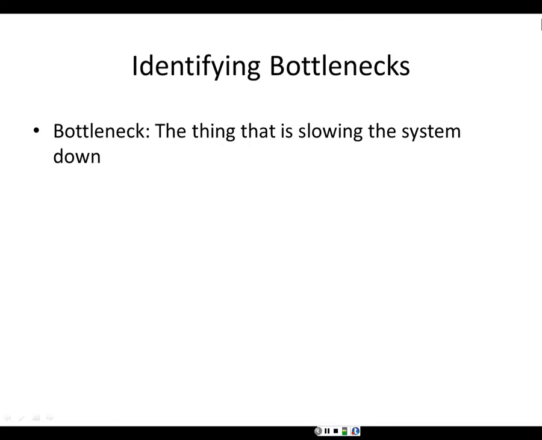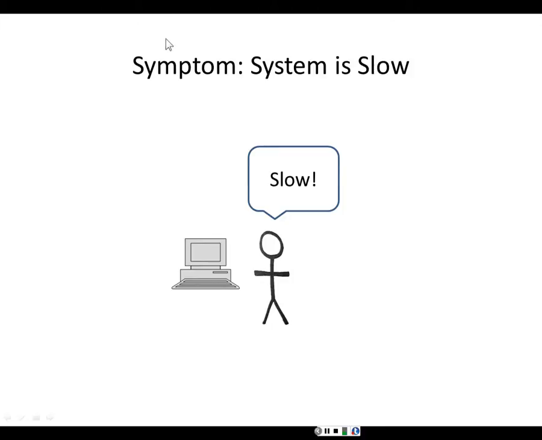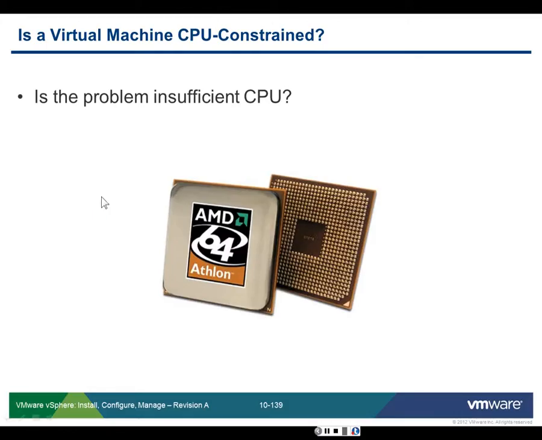Identifying bottlenecks. A bottleneck is the thing that is slowing the system down. So if the users say, this system is slow, what we have to do is identify whether or not the problem is the CPU, or whether or not the problem is insufficient RAM, or whether the problem is a slow hard disk, or whether the problem is too much traffic on the network. So let's start out with, is the problem insufficient CPU?